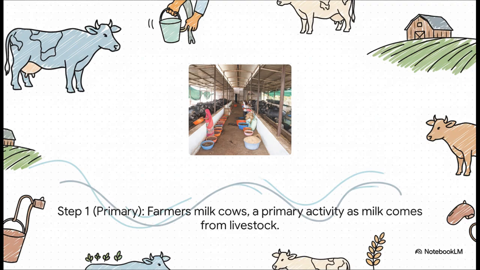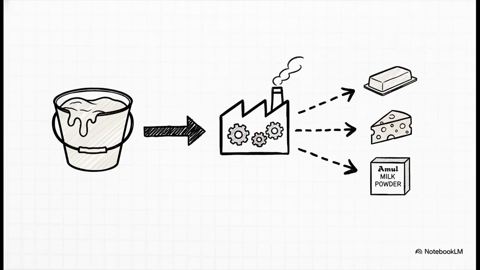Now, since milk is coming directly from an animal, from nature, which sector is this? Think about it. Yes, you got it. It's the primary sector. Absolutely right. Okay, step 2. That fresh milk is collected and sent to a big factory. In the factory, they process it, they package it, and they also make other things like Amul butter, cheese, and ghee.